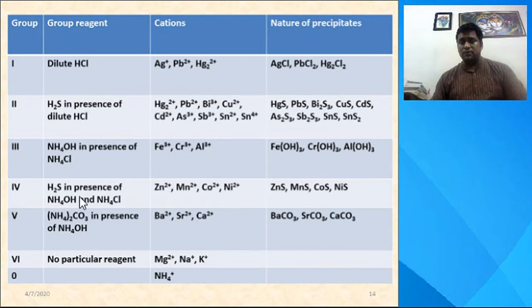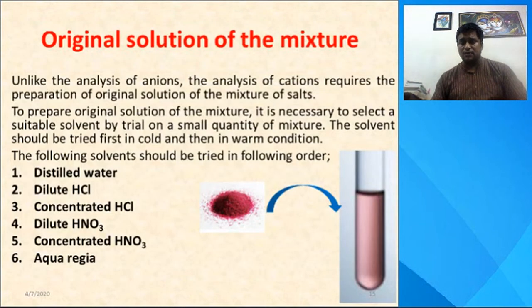For the fourth group, the cations are zinc, manganese, cobalt and nickel, and the group reagent is H2S in the presence of ammonium hydroxide and ammonium chloride. They form precipitates in the form of sulfides. Similarly, for the fifth group, the cations are barium, strontium and calcium, and the group reagent is ammonium carbonate in the presence of ammonium hydroxide, and they form precipitates in the form of carbonates. For the sixth group, the cations are magnesium, sodium and potassium. They do not have a particular group reagent, and ammonium is placed under zero group. We'll study in detail one cation from each group.